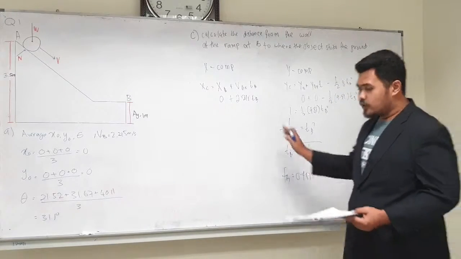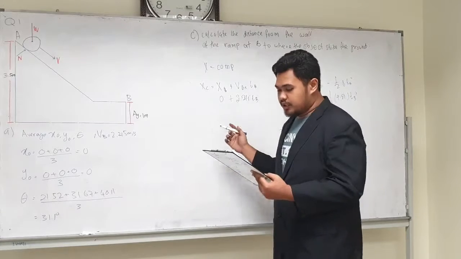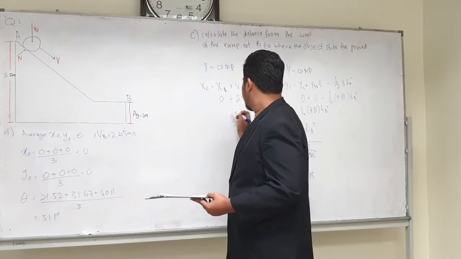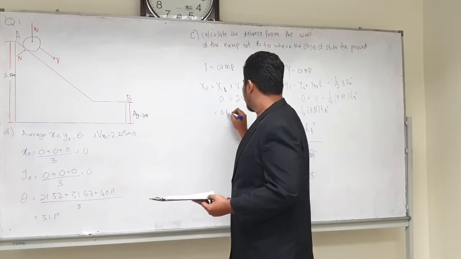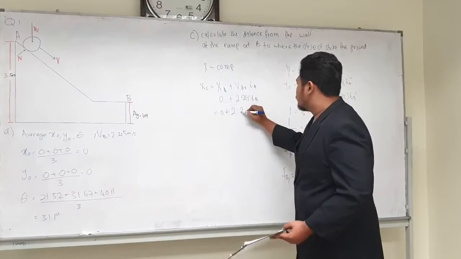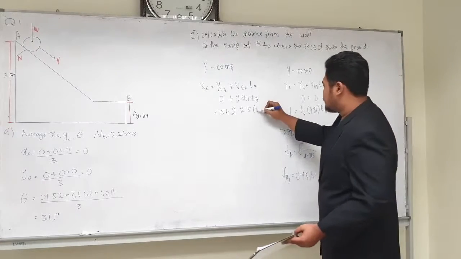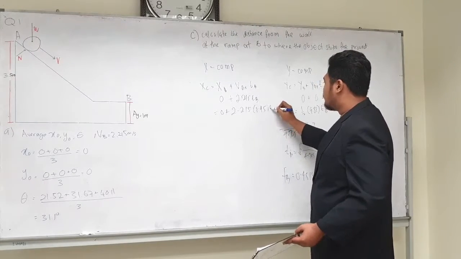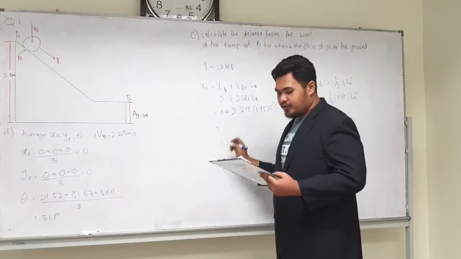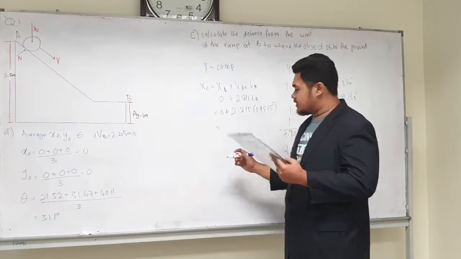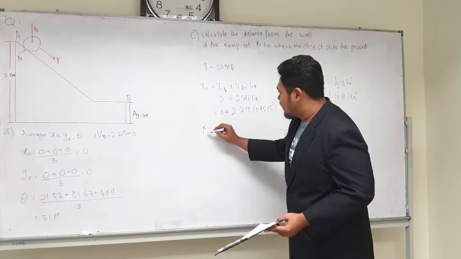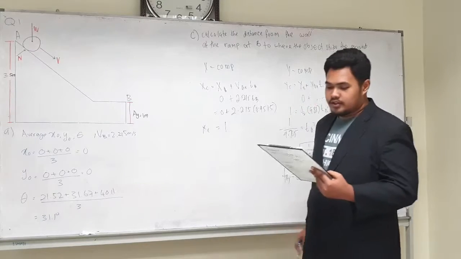After we get tb, we insert it into the x component. Therefore, it equals 0 plus 2.215 times 0.4515. Finally, we get x equals 1.